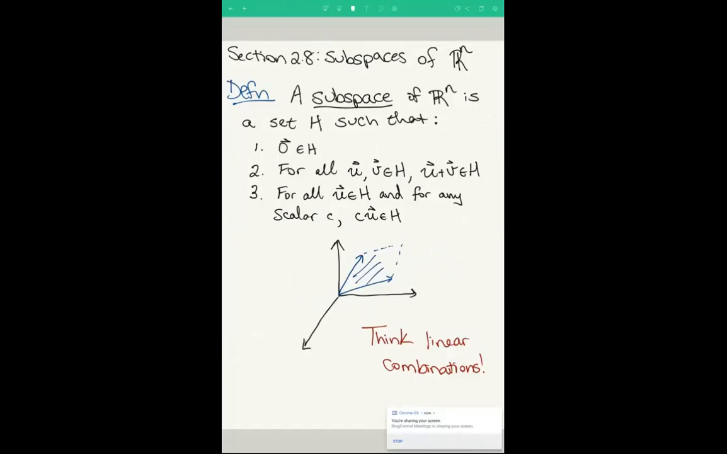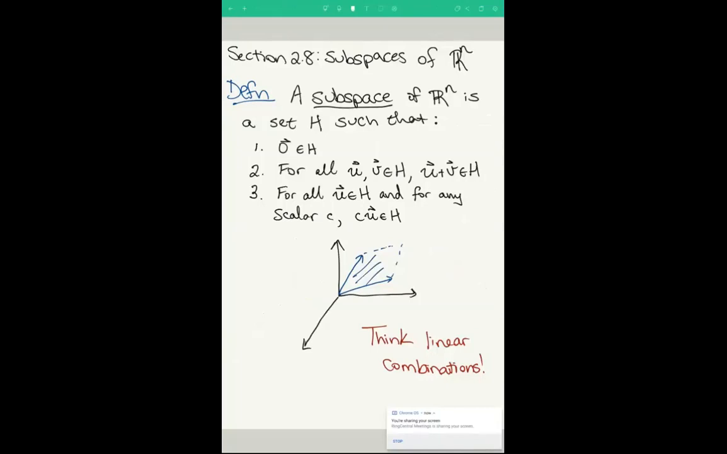Okay, today we're going to be talking about section 2.8 from your textbook. So if you want to look in your textbook and follow along, that's fine. I will also be putting a PDF of this document that I'll be working with in the video on Brightspace, so you can follow along there as well.